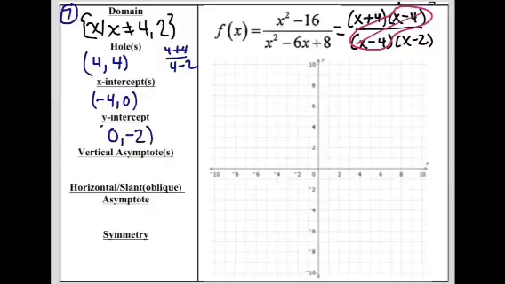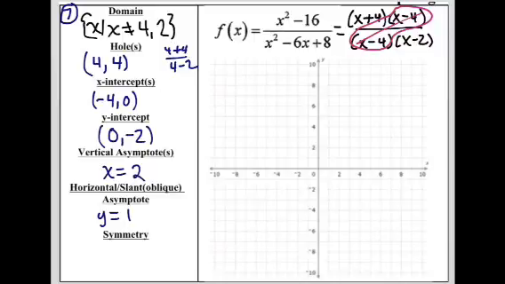Vertical asymptotes, okay, remember we cannot count the 4 because that's a hole, but we still have a 2 there in the domain, so x equals 2. This is a powers equal function, so it's y equals a over b, which is this over this, the coefficient here and the coefficient here, which is 1 over 1, which is 1.